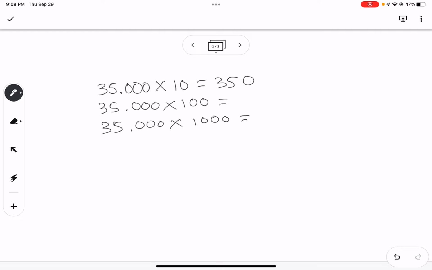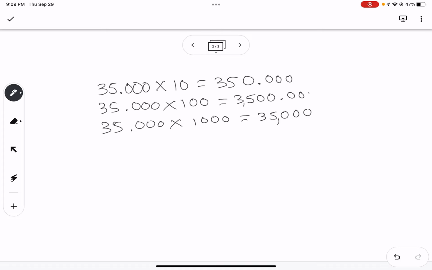You should get 35 times 10 to be 350. 35 times 100 to be 3,500. And then 35,000, right? So where is the decimal point? That is the $1 million question.